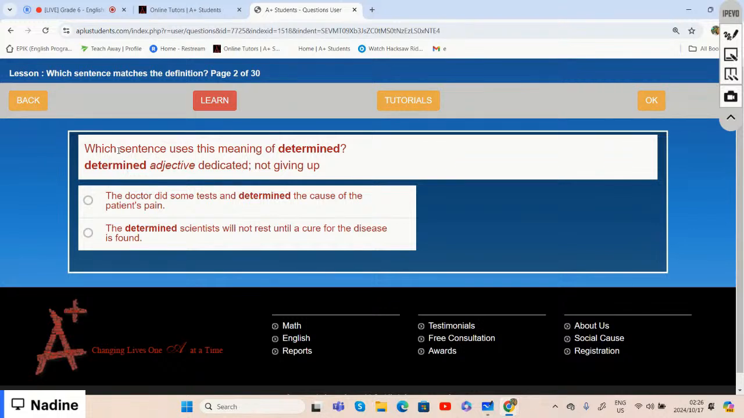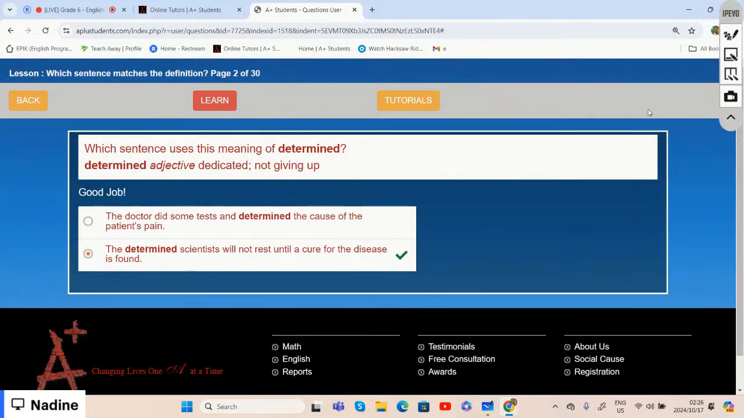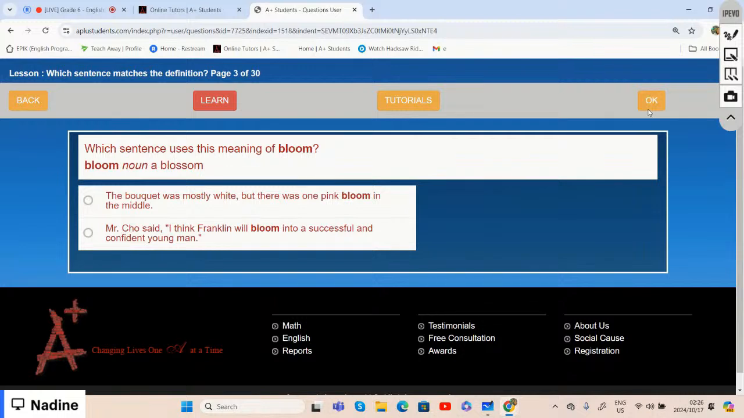So determined, it's an adjective, dedicated, not giving up. And if we were to choose the correct option, then yes, we will choose option two, where we say the determined scientist will not rest until a cure for the disease is found. He is determined to find that cure for the disease. So option two is correct. Well done.